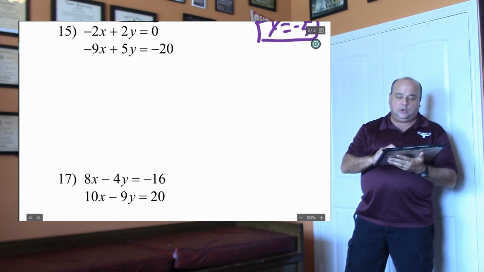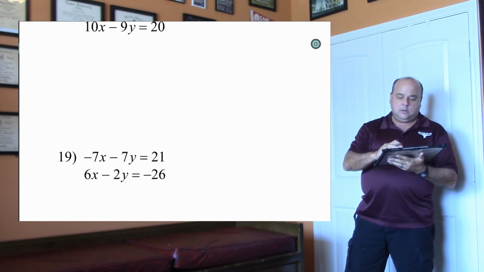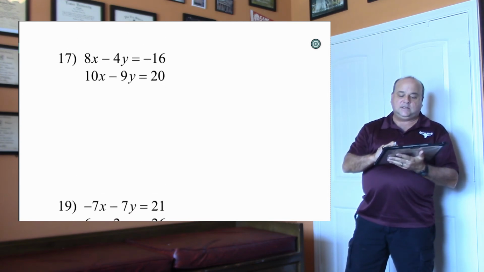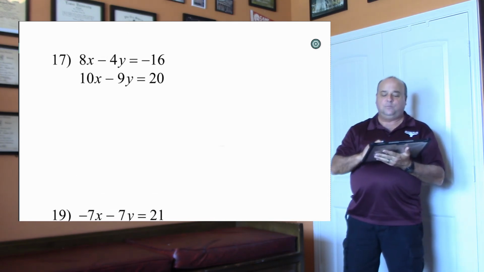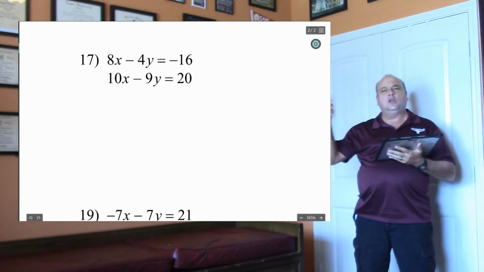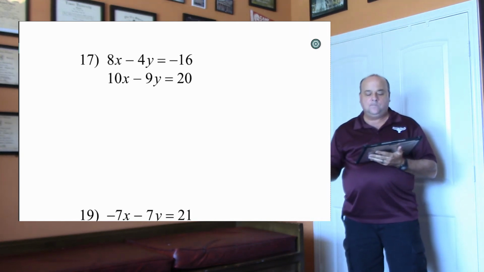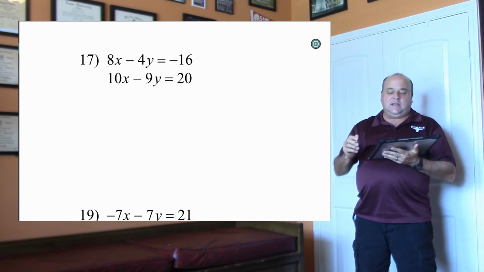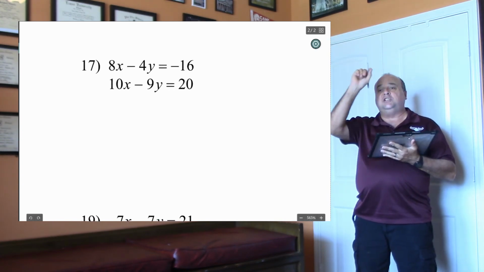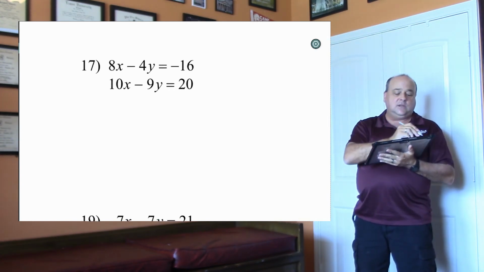Let's go down to 17, because we're going to have to multiply one by a negative. If you've got to multiply one by a negative, it's a little bit harder. Okay, so on 17, what you want to do first is put your LCM above the x and the y.